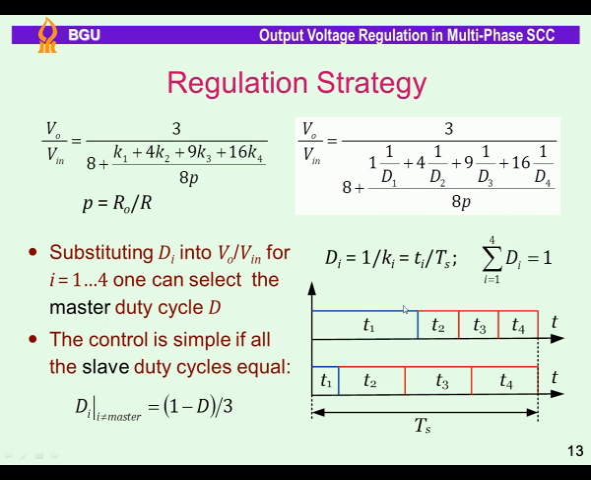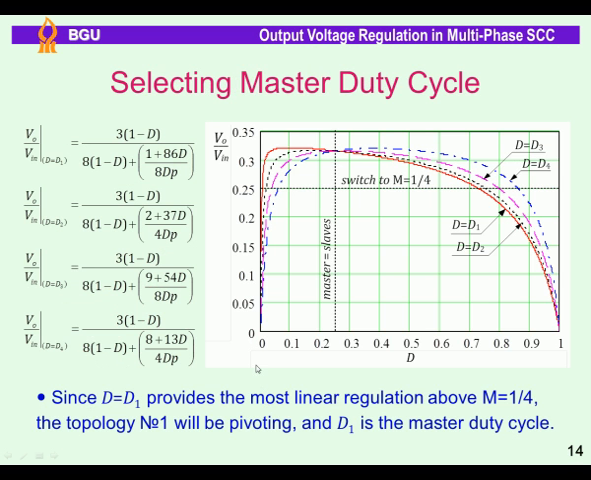The simplest regulation strategy is to define one topology as pivoting and select its duty cycle as master duty cycle D. All the rest duty cycles will depend on D and therefore are called slave duty cycles. The control algorithm can further be simplified by making all the slave duty cycles equal. The selected master duty cycle should produce smooth regulation over the required range.